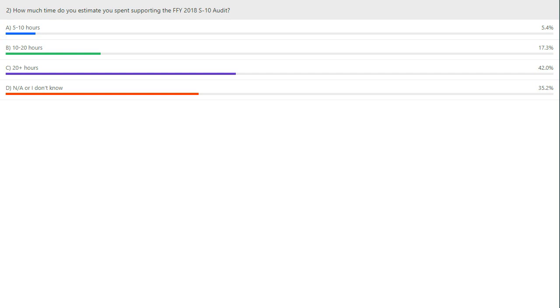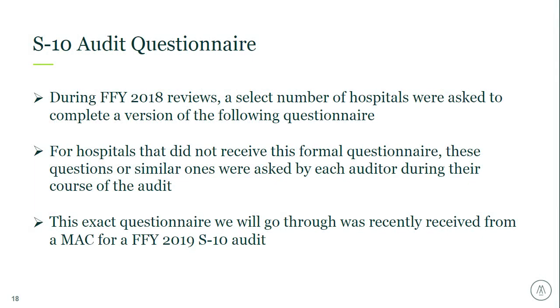So moving on, we're going to continue with the 2018 audits. There were a number of hospitals that received a questionnaire, which we're about to dive into. We believe that this questionnaire was only sent out by one MAC during the 2018 audit, but now that we have started receiving some audit requests to begin the federal 2019 S-10 audits, this questionnaire appears to be used by more than one MAC. Yes, that's right. The federal 2019 audits are already getting started. So let's take a look at the questions and how they should be answered.